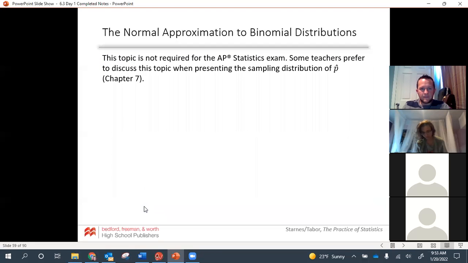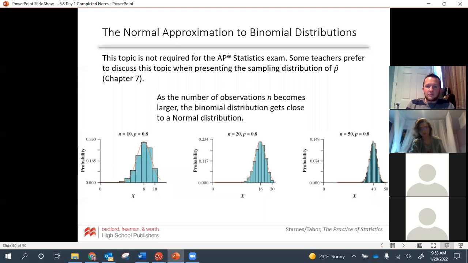Okay. All right. This next topic is not required. So guess what we're going to do with it? We're going to kind of skip it. I might go over it super fast. We're mainly going to see this in chapter 7. But the big takeaway here is that as your sample size increases, your distribution is going to look more normal.